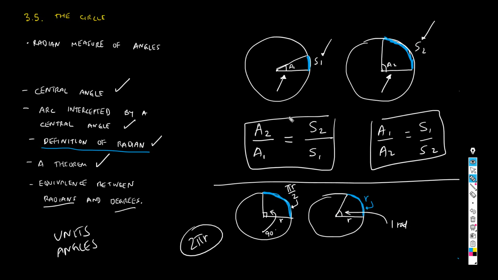Fine. Now let me apply this theorem exactly as it is. I'm going to apply this equation. The ratio of both angles, in this case 1 radian over this angle, which is 90 degrees, should be equal to the ratio of the arcs, S2 over S1. So what is S2 in this case? It's r over the other arc, which is pi r over 2.